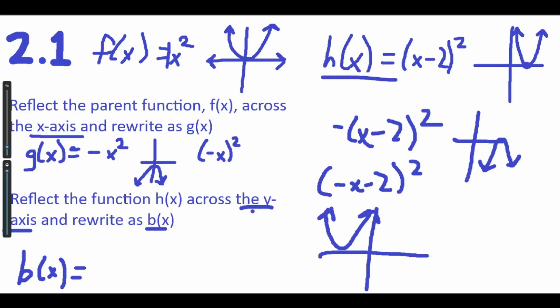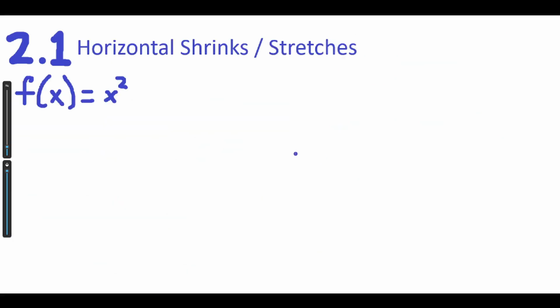So anything with the y-axis with reflections, it's inside the parentheses. If it's the x-axis, it is outside the parentheses. So b of x can be written as negative x minus 2 squared. And that's it. Lastly, let's talk about something that's pretty difficult, horizontal shrinks and stretches.